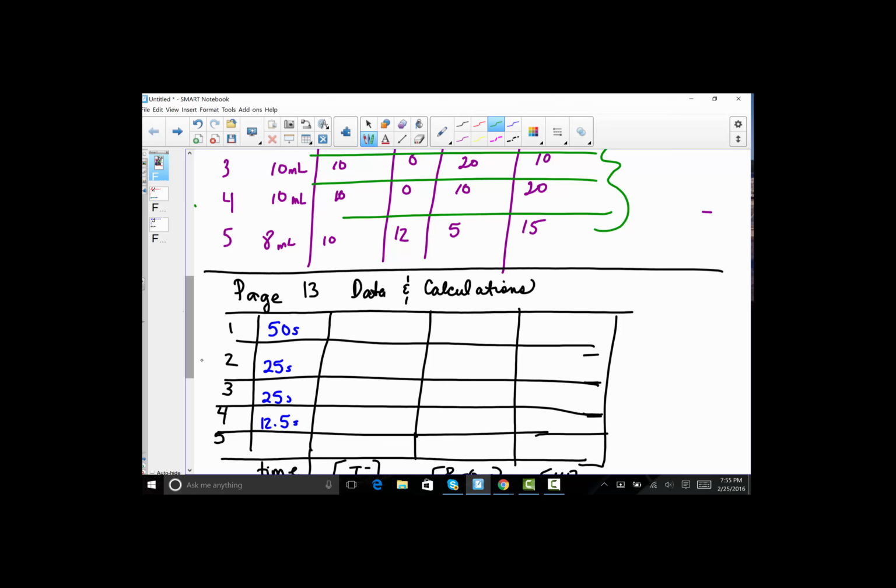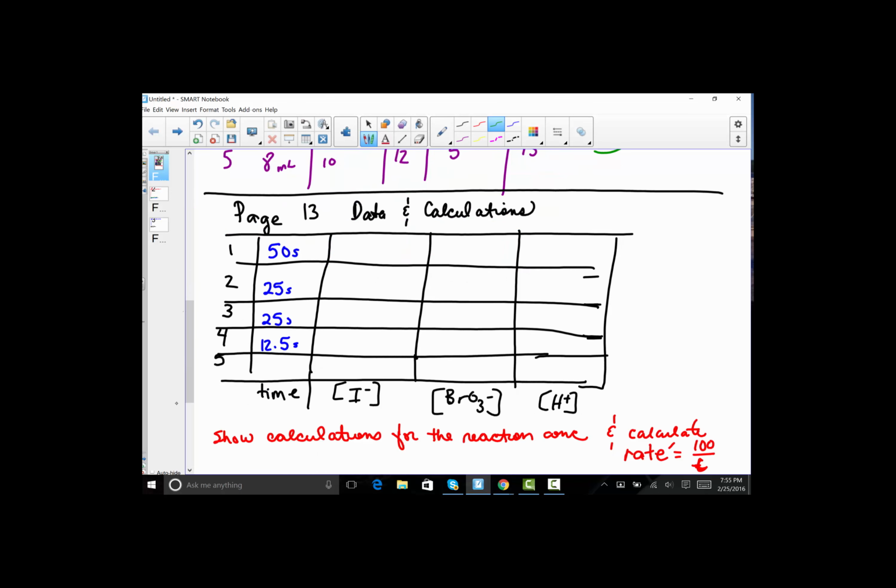I'm now turning to your lab notebook, page 13, where it says Data and Calculations. With data and calculations, we need to record the time it took for the reaction to go from clear to instantaneously blue, and I put down 50 seconds for trial 1. Trial 2 and trial 3 are 25 seconds. Trial 4 is 12.5 seconds. And for trial 5, I'm just going to say 2 seconds. That's the one that we have to estimate, so I'll just say 2 seconds.